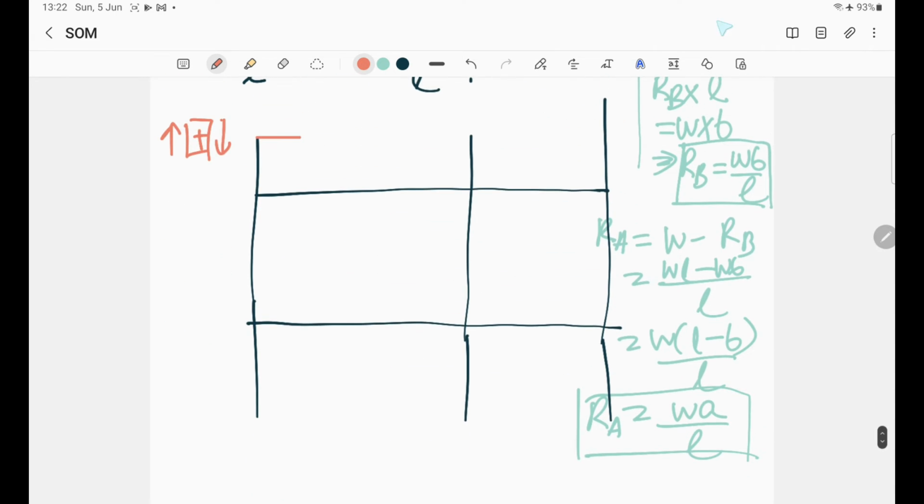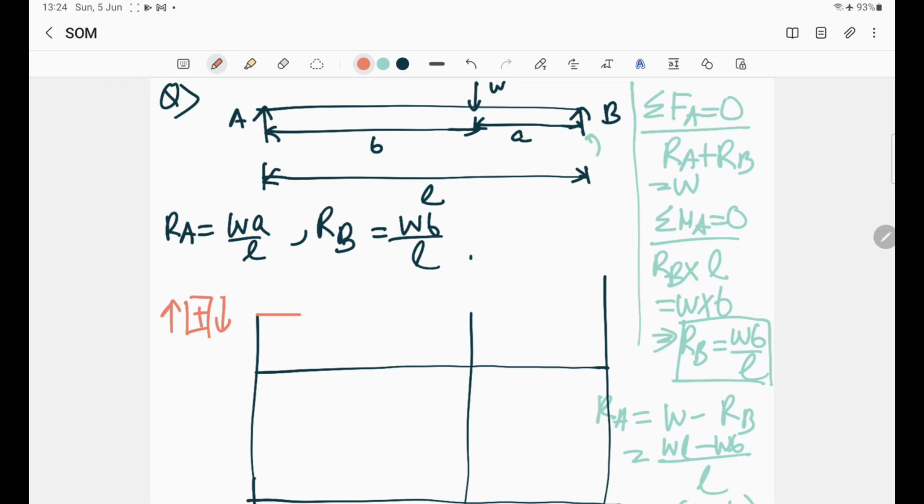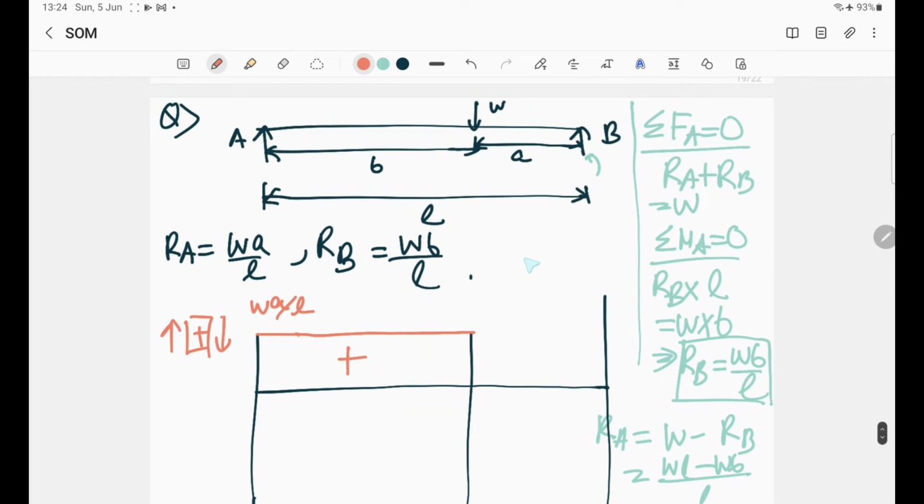I'll just explain it to you, give it a moment to understand. WA by L here, you can extend it since there is no force up to this point. At this point we are having a force, so what will it be? Just calculate it. It will be WA by L minus W. Why minus? Because we're going from left to right. Remember, from left to right, downwards is negative. WA by L minus W. We know what it will give, right? If you do the maths, it will give us minus WB by L.